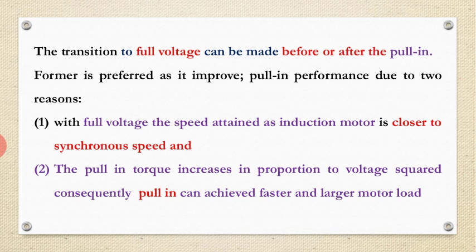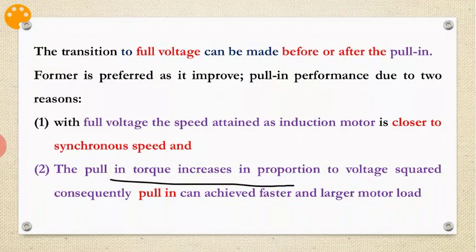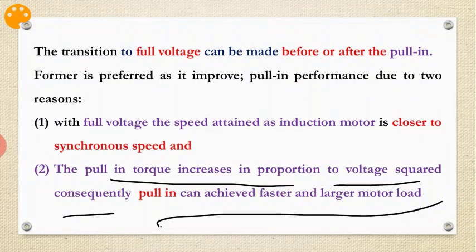Hence the former one, full voltage, is preferred. The second reason is that pull-in torque increases in proportion to the voltage squared. Consequently, pull-in can be achieved faster and with a larger motor load. So this is another reason why the former one is preferred.